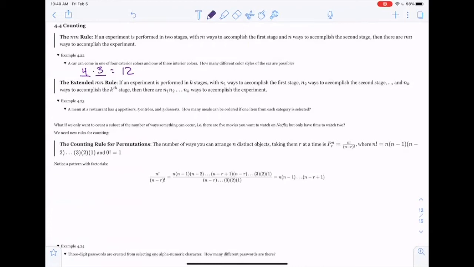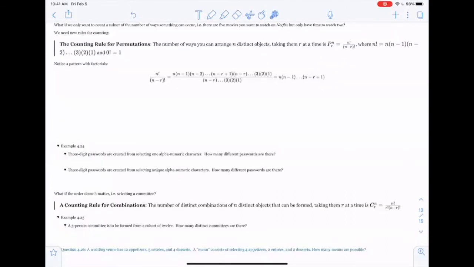Menus are a really easy way to describe that. So for the next example, let's say a menu at a restaurant has 4 appetizers, 5 entrees, and 3 desserts, and you want to build a meal choosing one of each. How many meals can you order if one item of each category is selected? This is 3 stages in this case: an appetizer stage, an entree stage, and a dessert stage. There are 4 choices for the appetizers, 5 for the entrees, and 3 for the desserts. We multiply them together and get 60 total meal options.